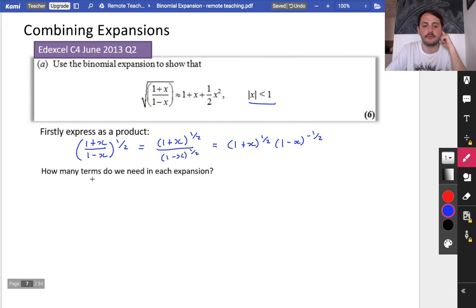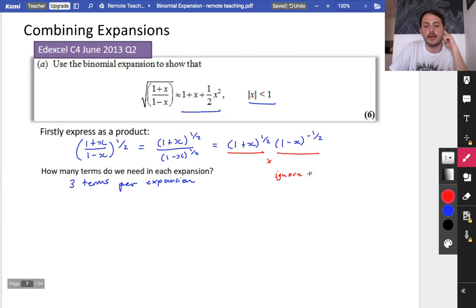Okay. And then it says, how many terms do we need in each expansion? Well, look here. It's only going up to x squared, so we only need 3 terms per expansion. And what we're going to do is we will work out this expansion, and then we will multiply it by this expansion, and then we will ignore any terms higher than x squared.